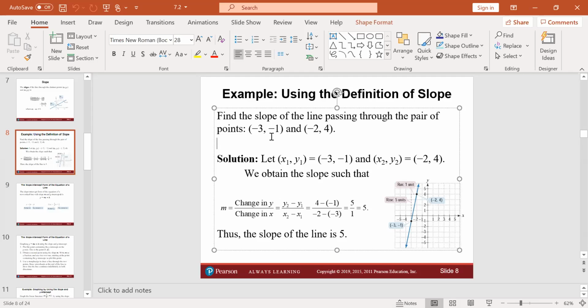What you do is you just take your first point, label it x1, y1, take your second point, label it x2, y2.